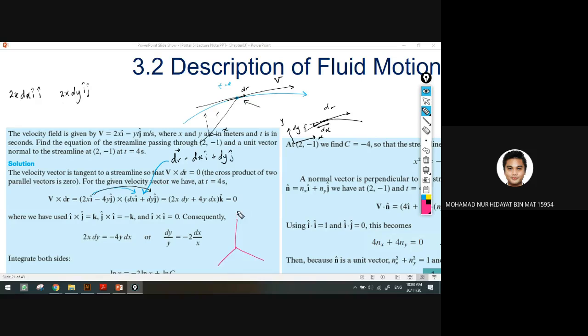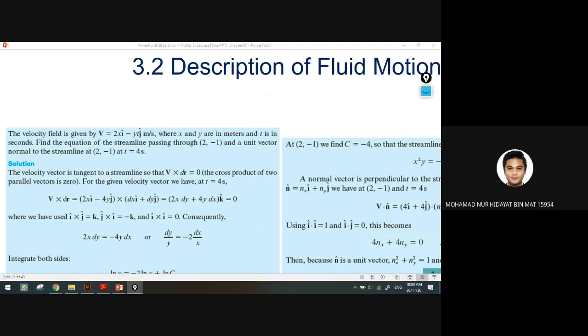Okay. This is I. This is J, and this is K. So I multiply with J. Can you use your right hand? I open the camera. Okay. I open up the camera. You can use your hand.